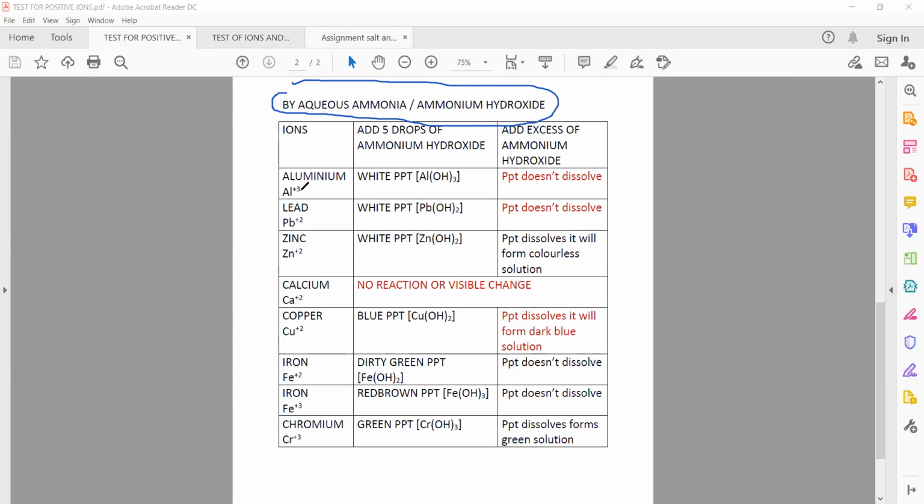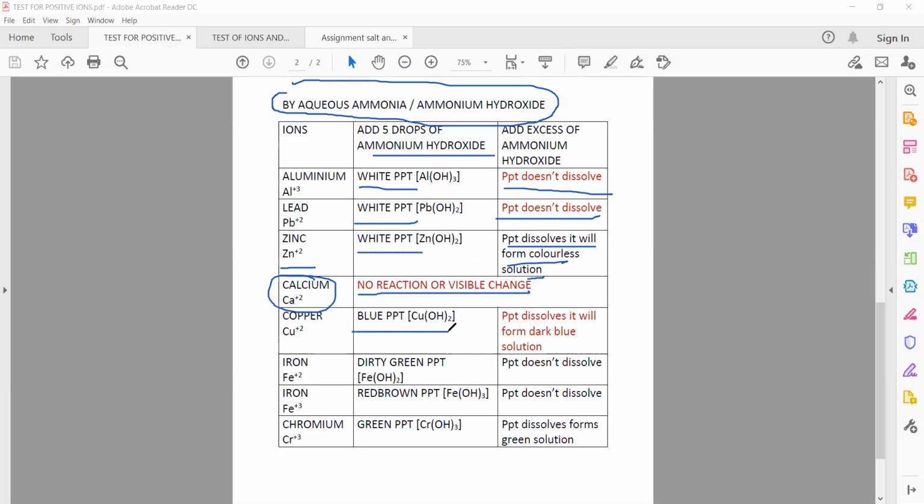If there is an aluminum ion, if we add aqueous ammonium hydroxide or aqueous ammonia solution, what will we observe? We'll observe white precipitate, but this time the precipitate does not dissolve. If it's a lead ion, it will also form white precipitate. Precipitate does not dissolve. If it's a zinc ion, it will form white precipitate. Precipitate dissolves to form a colorless solution. With calcium, there is no visible change, no reaction.